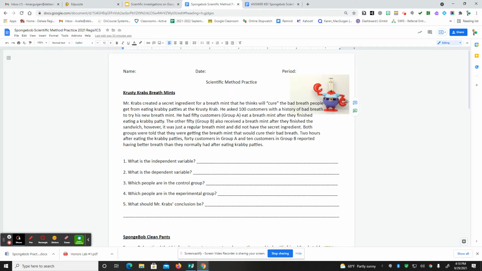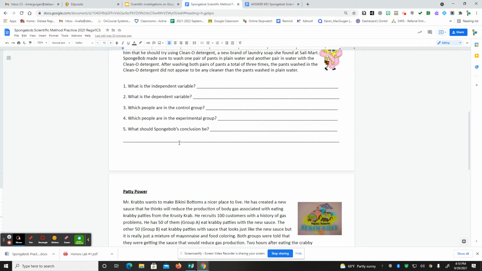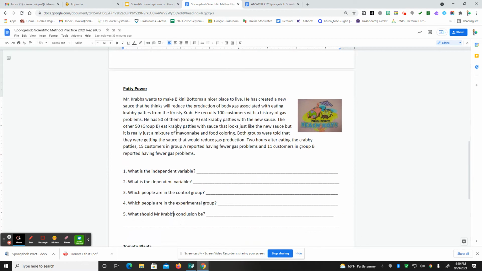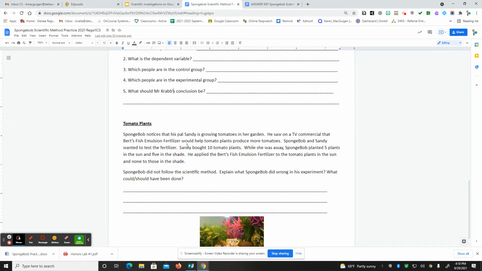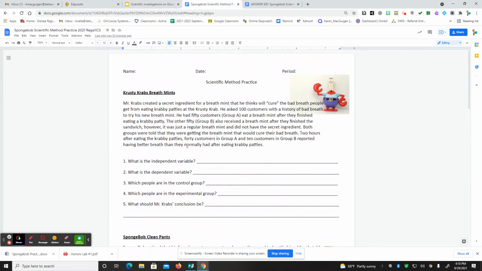Hopefully you enjoy. We're going to do the first one together. There are 4 in total. First is the Krusty Krab's breath mints. Next is the SpongeBob clean pants. Then you have Patty Power. And lastly, the tomato plants, which deals with his pal Sandy and SpongeBob. So let's do the first one together.